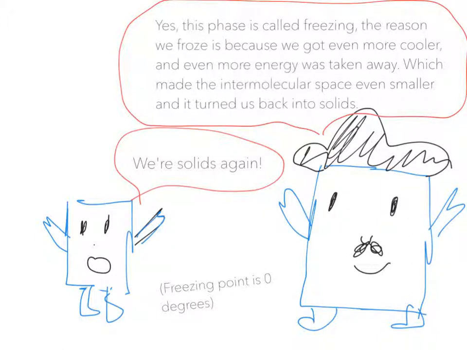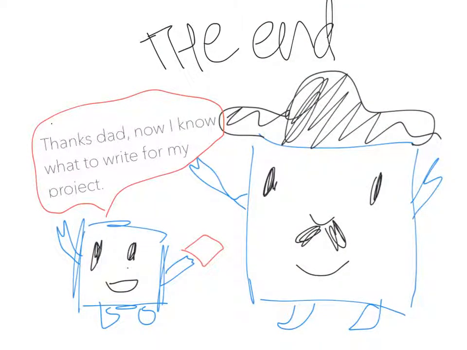"Yes, this phase is called freezing. The reason we froze is because we got even more cooler, and even more energy was taken away, which made the intermolecular space even smaller, and it turned us back into solids. And by the way, the freezing point, as it said, is 0 degrees, just like the melting point." "Thanks, Dad. Now I know what to write for my project," the ice cube boy said. The end.